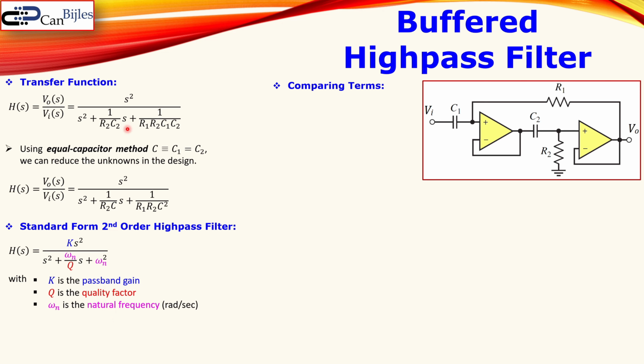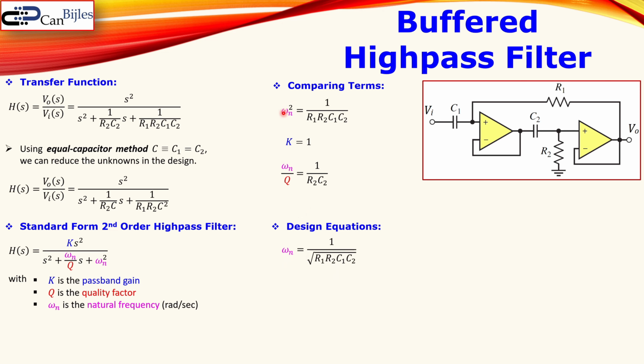Now, if you compare the terms of this transfer function here and the transfer function in the standard form, we recognize directly this 1 over R1 times R2 times C1 times C2 is this omega n squared. That's shown here. The K must be 1 because this is 1 times S squared. So the gain is always 1, so it is unity. And we see here the omega n over Q is this 1 over R2 times C2. That's actually shown here.